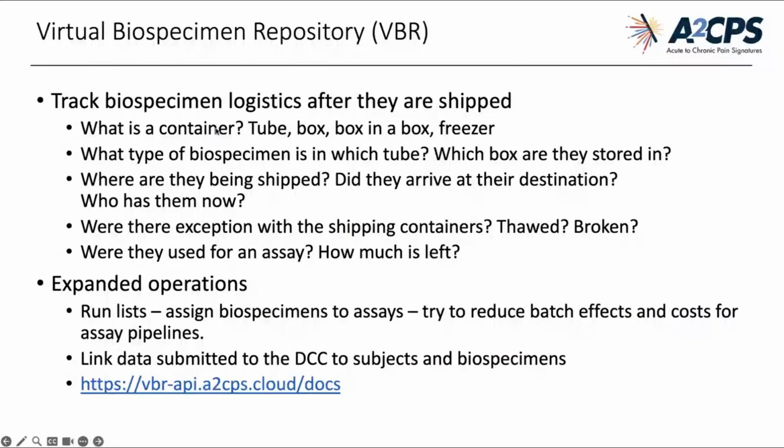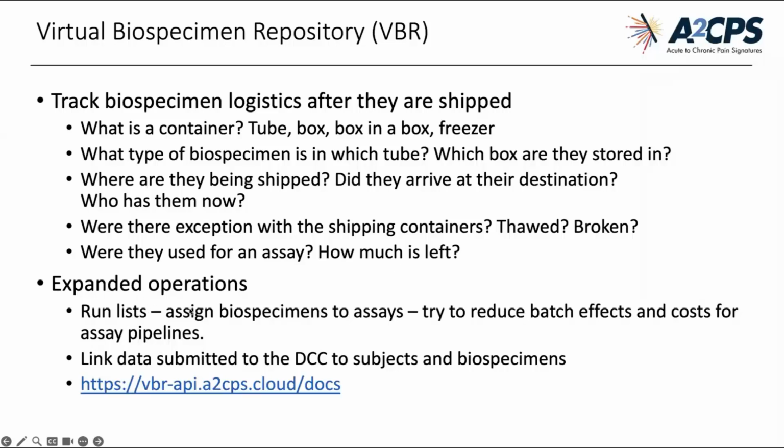So the virtual biospecimen repository, we're trying to keep track of all these samples because they're valuable. And so we want to know what container they're in, which tube they're in, what box they're stored in, but also where they're being shipped. Did they actually arrive at the destination? Who has them? Were there any exceptions? And is there anything left from the assay?